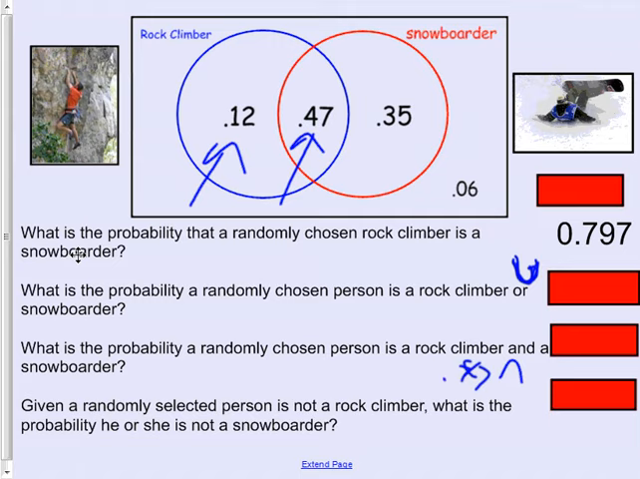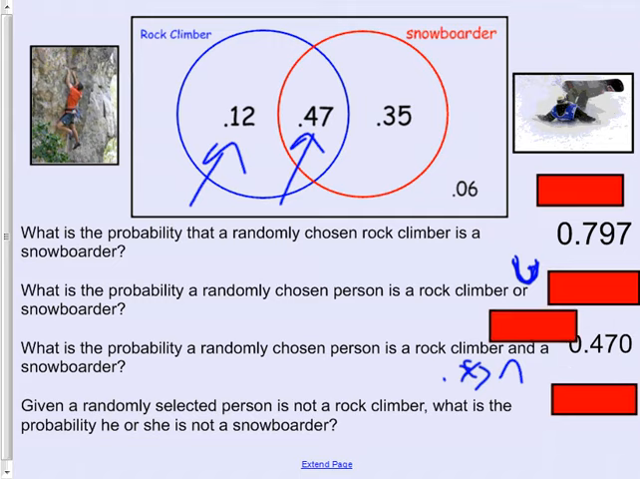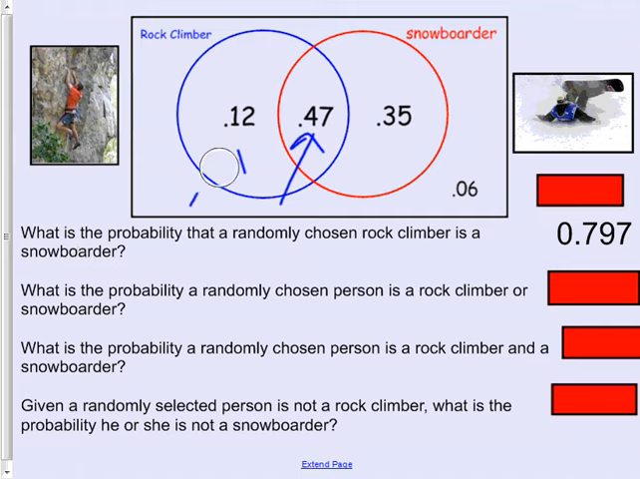And lastly, this one. Oh, shoot, I was going to pull down this one to see the 0.47. Okay, now we've got an answer there, but let's see what the question was. Given a randomly selected person is not a rock climber. Given they're not a rock climber, now circle what's possible on your iPad. Circle the part that's possible if they're not a rock climber.